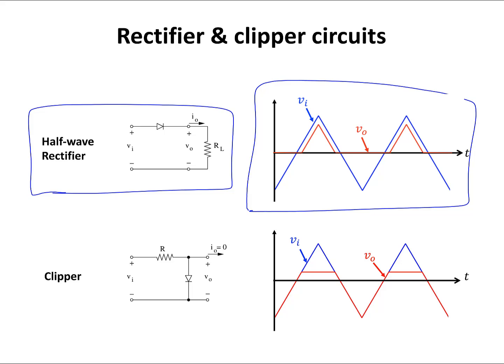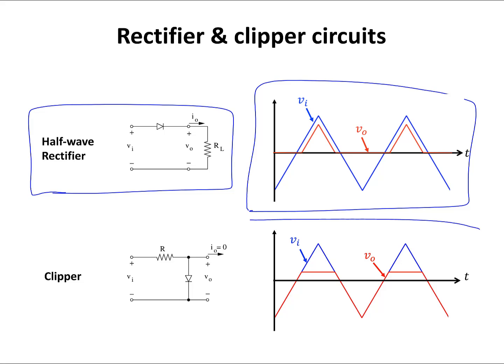The clipper circuits, in terms of the structure or circuit configuration, are similar to the half-wave rectifier circuits, with the only difference that the output in a clipper circuit is taken from two ends of the diode. However, in a half-wave rectifier, the output is taken from two terminals of the load resistor. We are going to analyze the operation of clipper circuit and find its transfer function. Also, we're going to draw the output for a sample input signal.